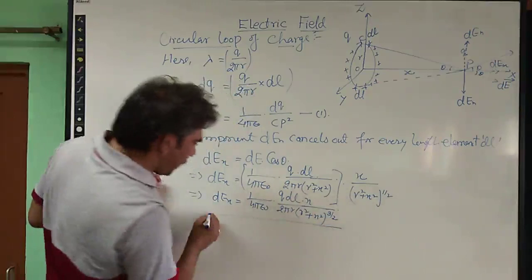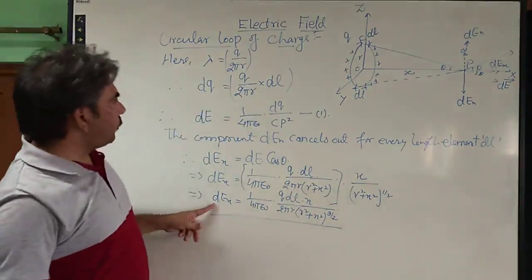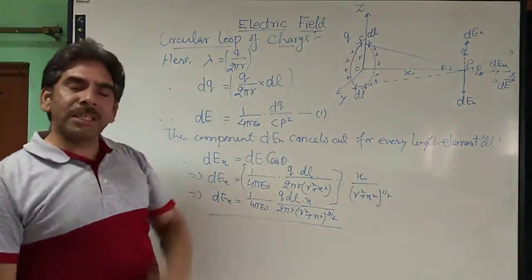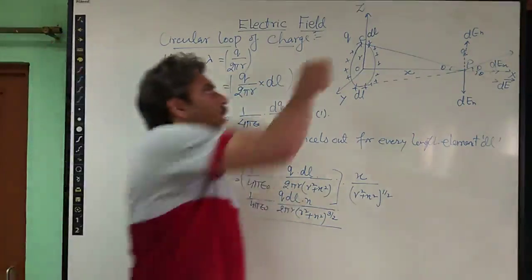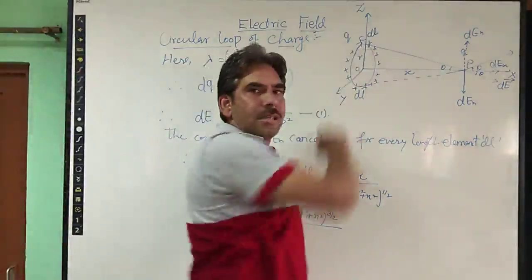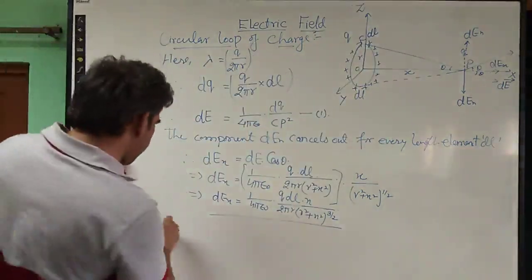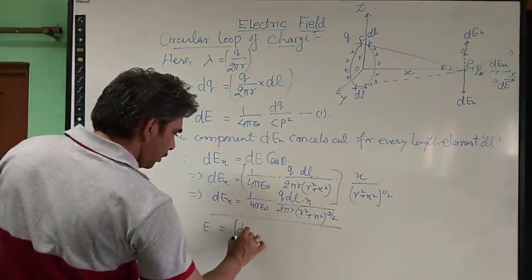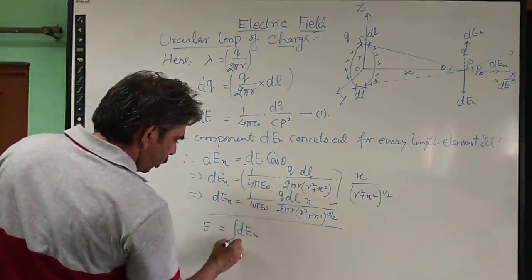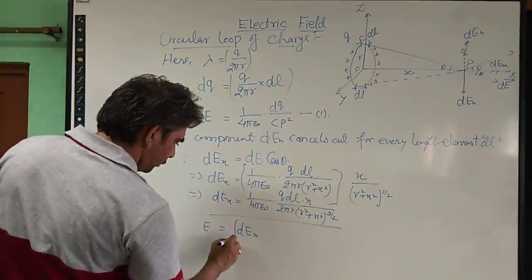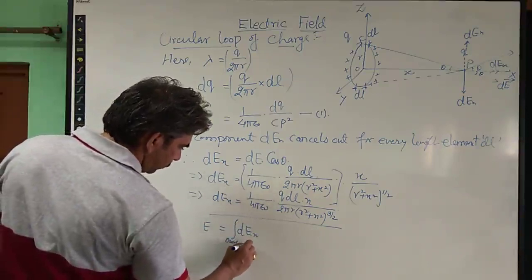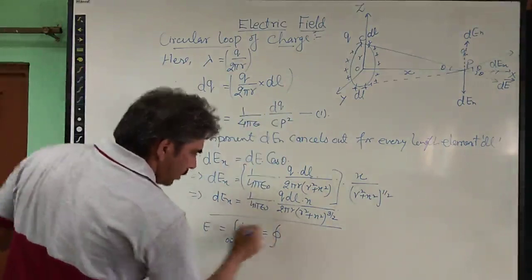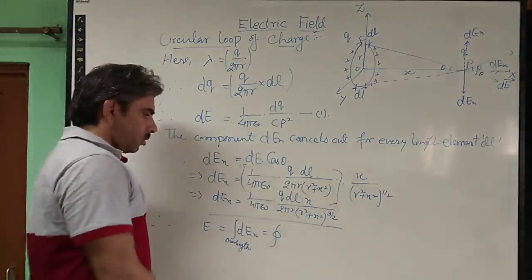So this is the expression for the small electric field due to a small length element dl, at which the charge is dq. So what will be the total electric field due to all such length elements making this circumference or loop of charge? Therefore, the total electric field is given by integrating all such electric fields over the whole length. Or simply, because this length is closed, you can write it as a closed integral.